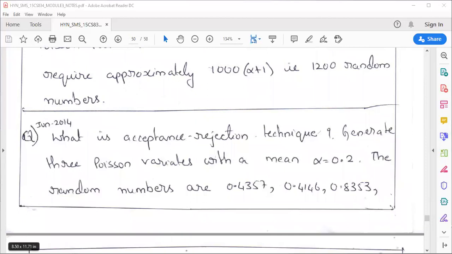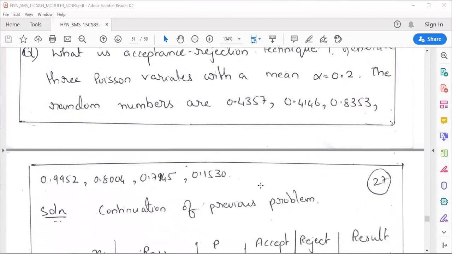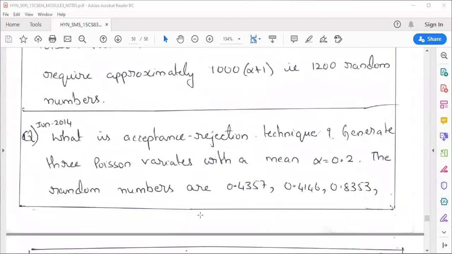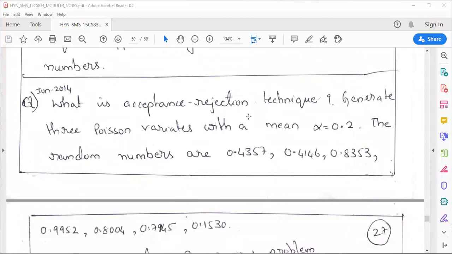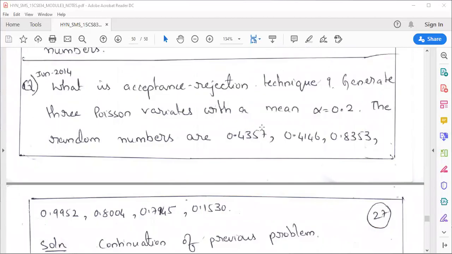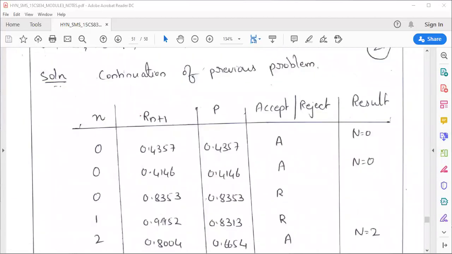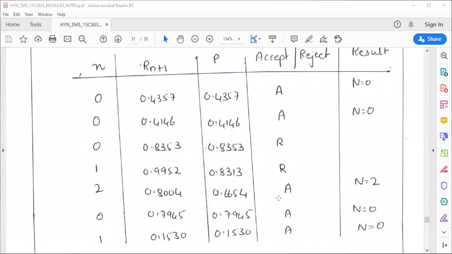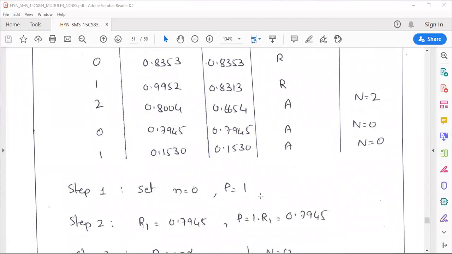So in your exam, they will ask a question like this: what is acceptance rejection technique? Generate 3 Poisson variates with mean alpha equal to 0.2 and the random numbers they will give, right? So we have to solve as shown. If they ask what is acceptance rejection technique, write both the acceptance rejection technique and the acceptance rejection technique for Poisson distribution also, right? Same as the previous problem, follow the same steps, and we'll be able to get the answer for this problem. So this is how you will get the solution of the previous problem.